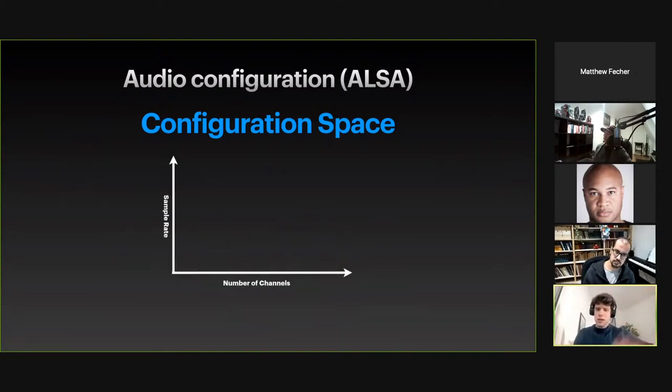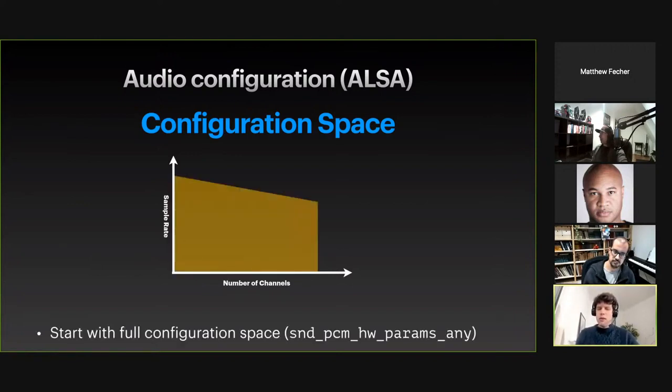Okay, this is really complex, so we need some diagrams. I'm just going to boil this down to 2D space. Let's say the only configurations you could do would be sample rate and number of channels, because I don't want a 4D graph on this slide. At the beginning, when you open your device, you start with the full configuration space. You call this API called, say, hardware params any. That will give you the full configuration space. In this example, as the number of channels increases, maybe this is a bandwidth limited device, the maximum sample rate comes down. But any point in this yellow area is a possible configuration for your device.